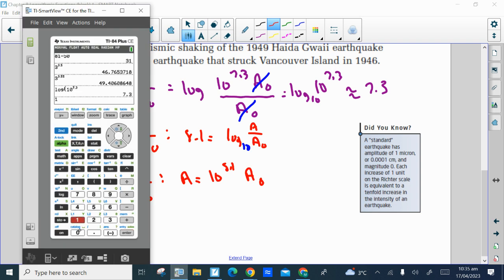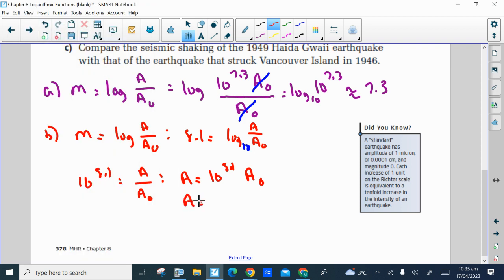And we can put an actual number on that by going 10 to the power 8.1. And this will be how many times as intense A is compared to a sub-zero. So that's 125,892,541 times a sub-zero. So there's our answer to part B.